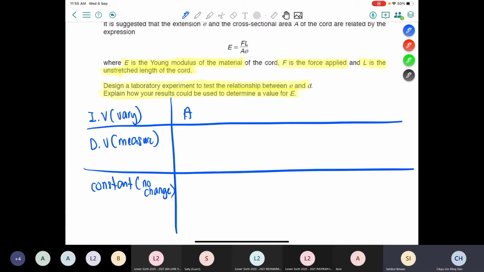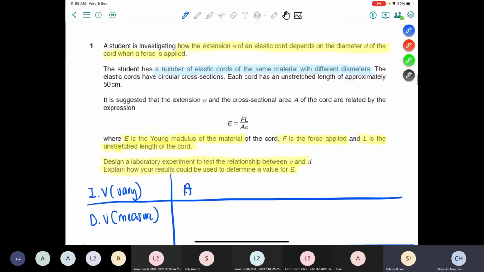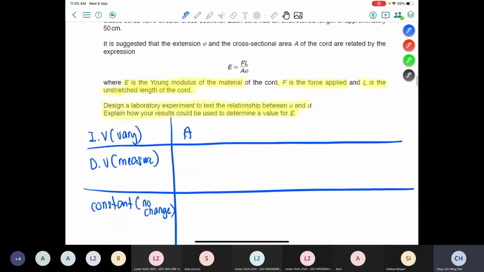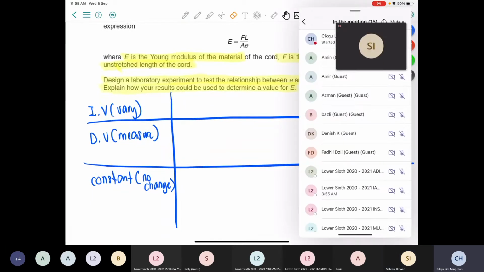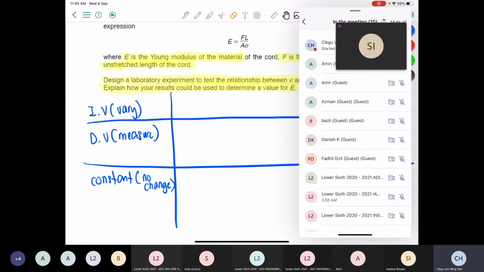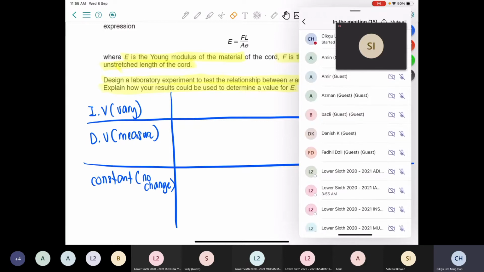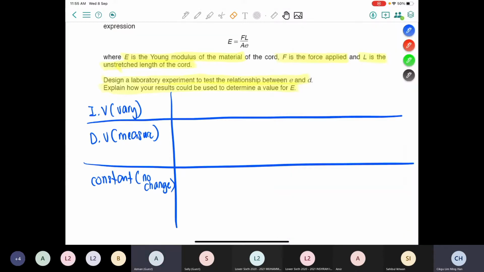Which one did you read? The third one? Oh, the third one. Sorry. I think you read the wrong one. It's okay. I ask another one. Now I come back to you. Yeah. From the top. Asman. Oh, Asman. Are you there, Asman? Hello, sir. Yeah. Is the extension E the dependent variable, sir?